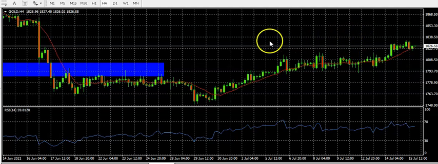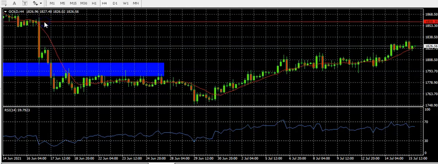So let's say this is where we want our TP to be. Let's say here is where we want our TP to be. You can see the red line. So this is where we want our TP to be. So what's the next thing we want to do?